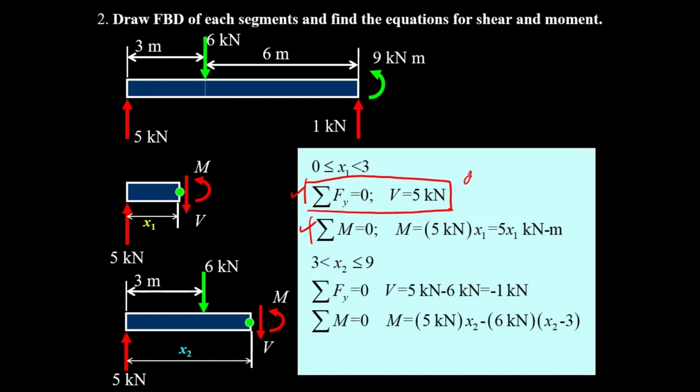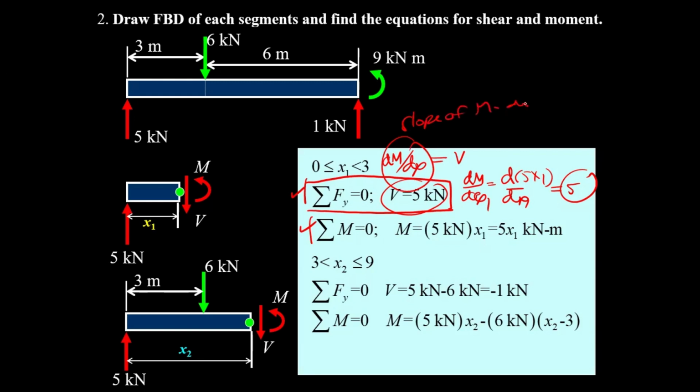If you do dM by dx, you differentiate 5x1 over dx1, where this is x1. You get 5, and 5 is going to be the shear force. So it is important to know that dM by dx is going to be the shear force.